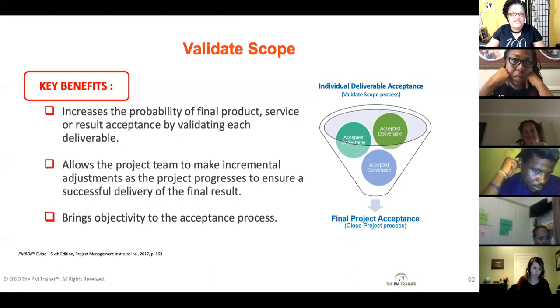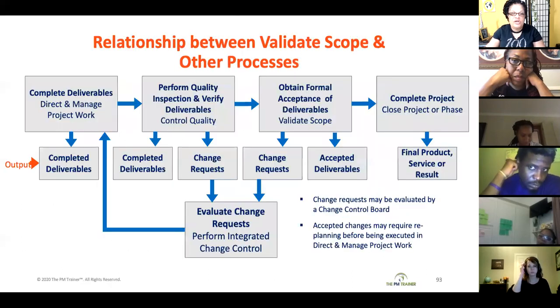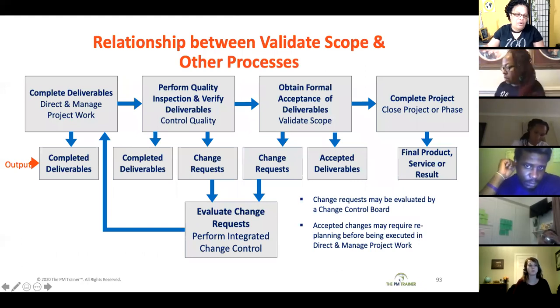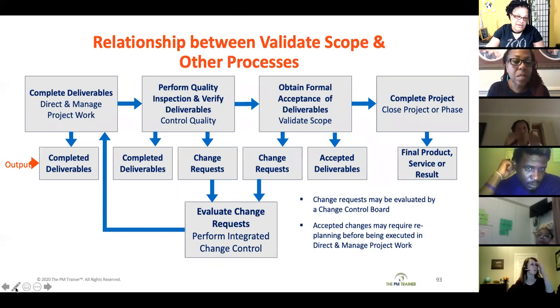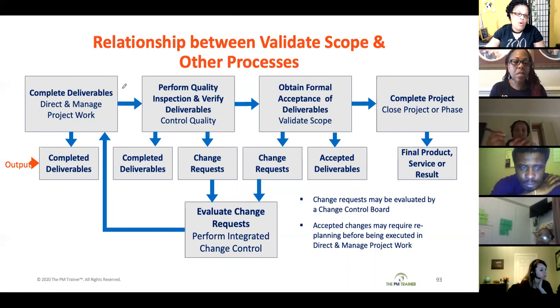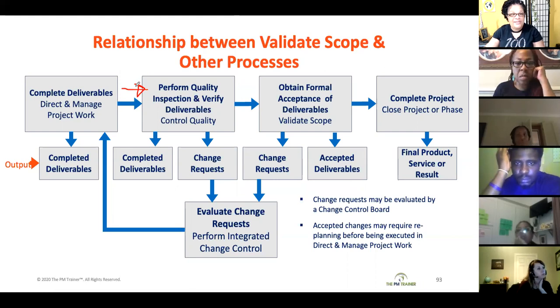Now, once you get to this validate scope process, you've gone through several other processes, and I just want to show you how all of these processes fit together. In your direct and manage project work process, you get the completed deliverables, right? And when those deliverables were completed, they went through a quality inspection in your control quality process. We haven't gotten to that yet, but we will get to that.